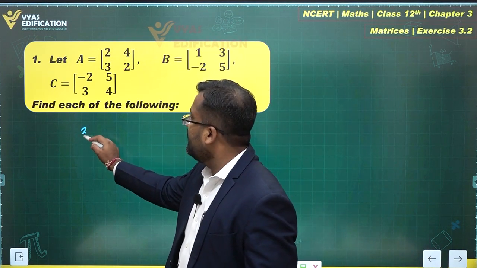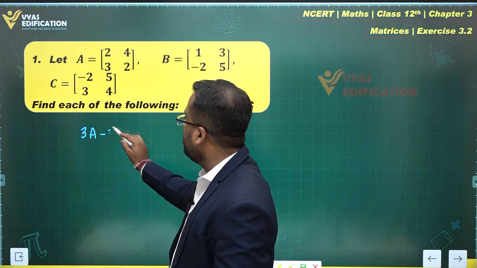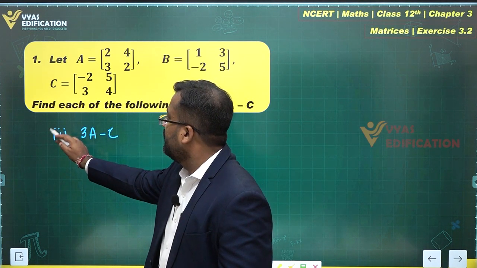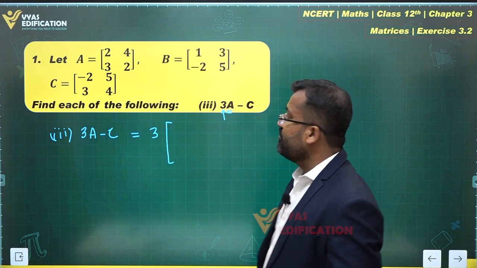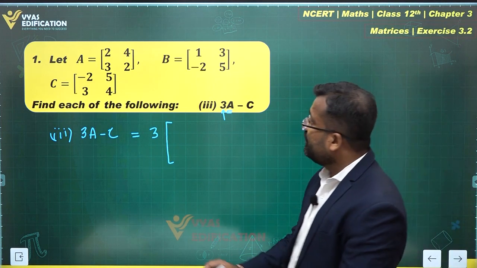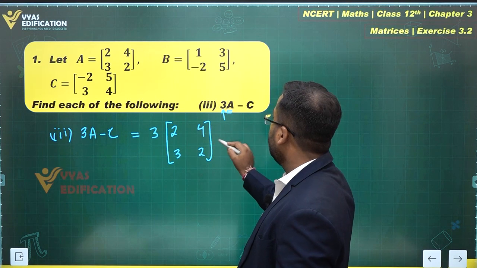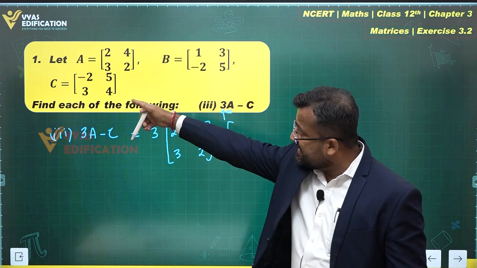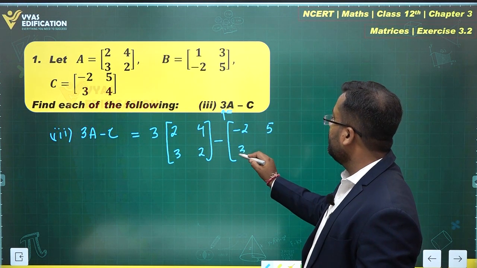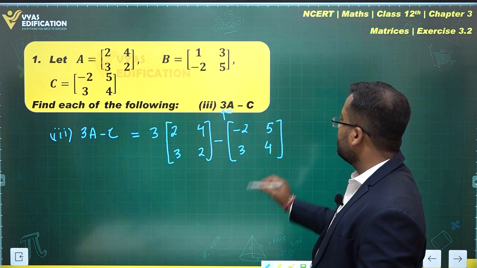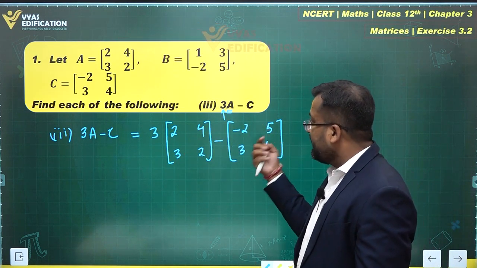So, 3A minus C, this is the third part. Let's write it properly. This is 3 times matrix A. What is matrix A? 2, 4, 3, 2. Minus matrix C. C is that matrix over here. This is minus 2, 5, 3, 4. This is the matrix, right? So first we'll simplify 3A and then we'll subtract C.